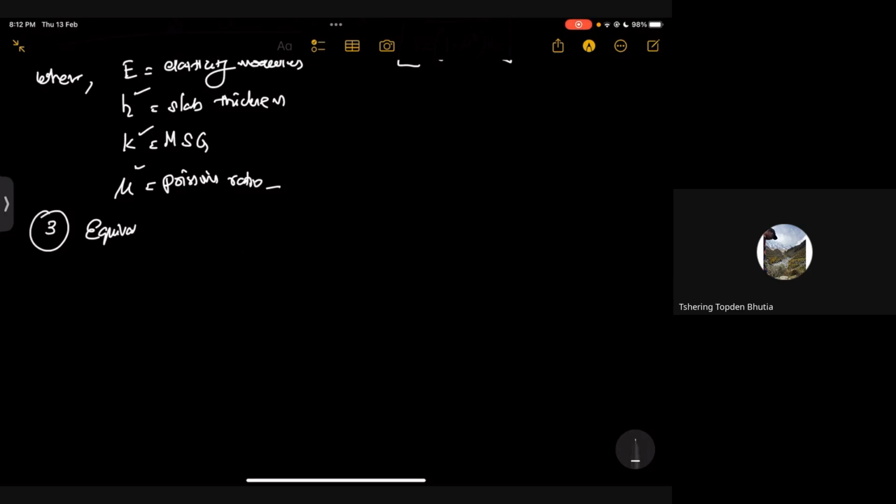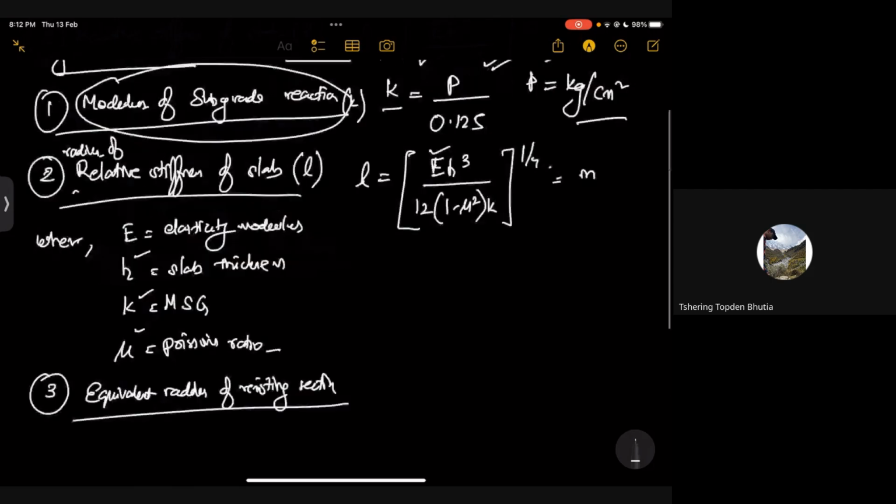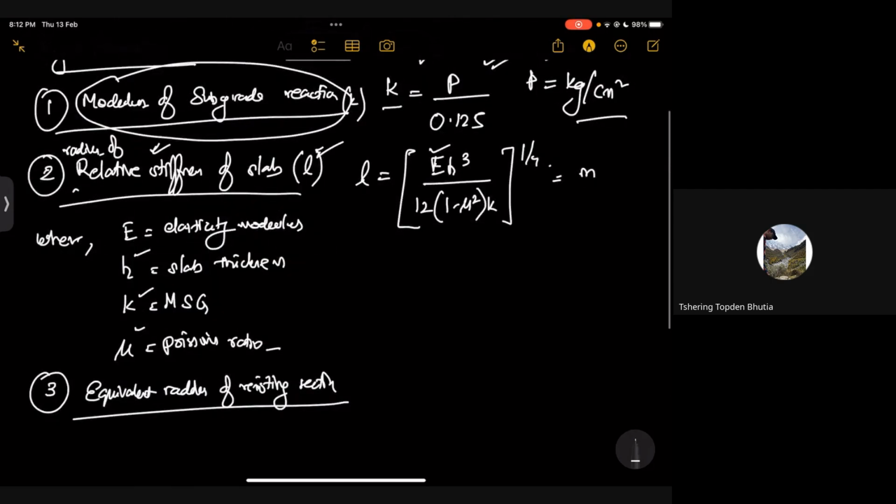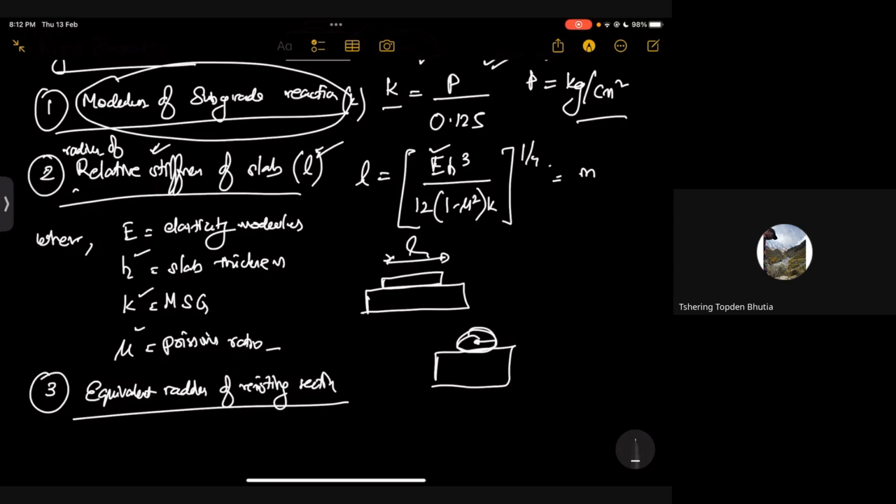Third is equivalent radius of resisting section. So यहाँ माथि relative stiffness of slab मा हामीले length consider गर्दै थियो. Suppose एउटा slab छ र त्यसमा particular length चाहिँ निकै stiff छ, अनि त्यसले पुरा resistance provide गर्छ. Equivalent radius मा what will happen is, एउटा small particular area, एउटा small particular radius. Suppose if I look at it in a plan perspective, यो area ले चाहिँ resist गर्छ. Suppose this is the radius small a, right? So this is the radius, small a, it is represented by small b.